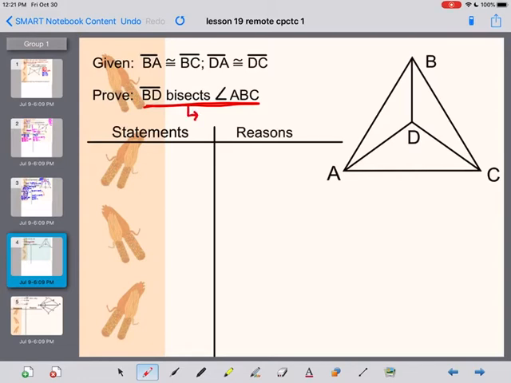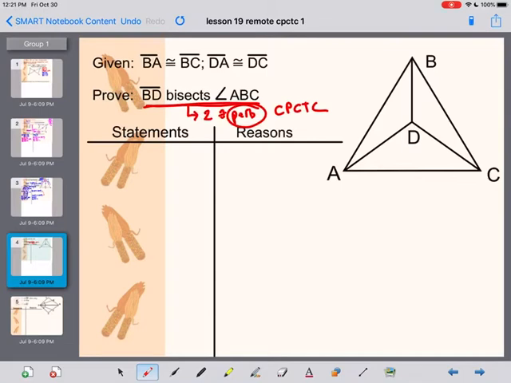They want me to prove that BD is bisecting angle ABC. That means I should have two congruent parts, which makes me think about CPCTC. So I'm still going to have to use CPCTC. It's just that I'm going to have to add one additional step to mention that I have a bisector at the end. Did anyone figure out what two triangles I need to prove congruent?